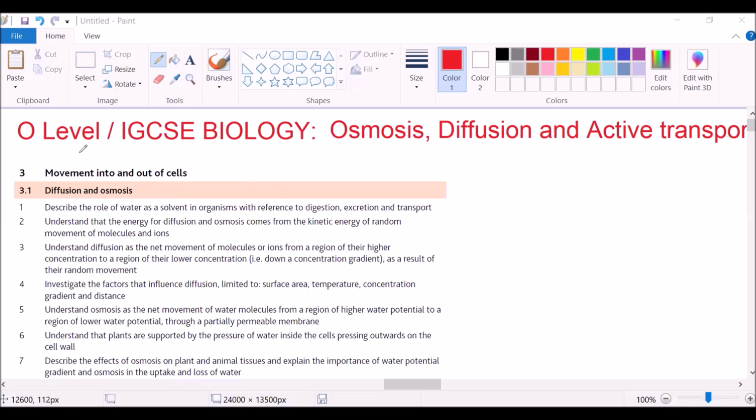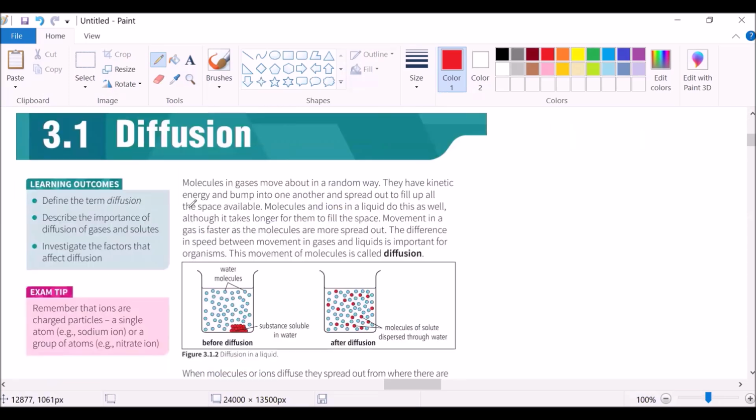Today we look at O-Level and IGCSE Biology. The topic is movement into and out of cells. We look at osmosis, diffusion, and active transport.